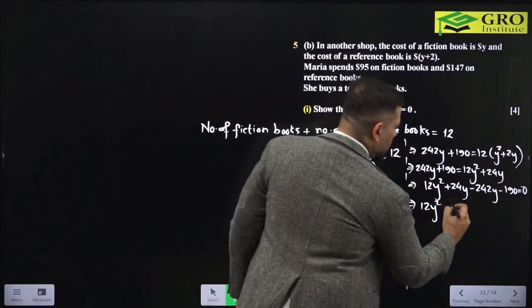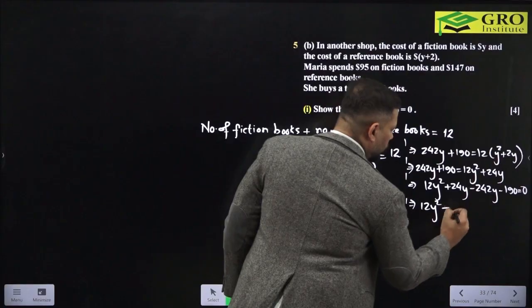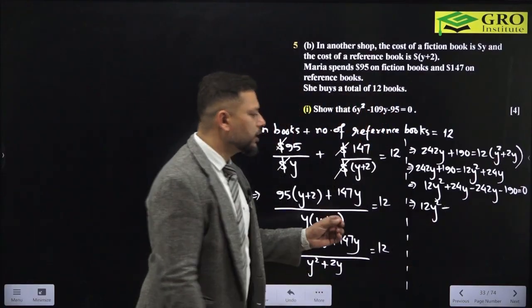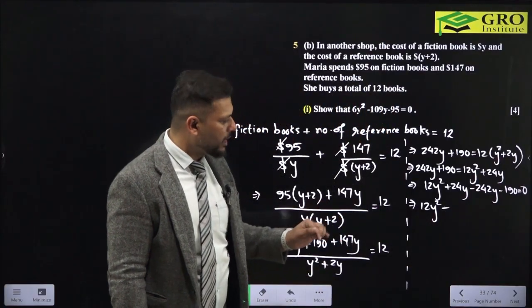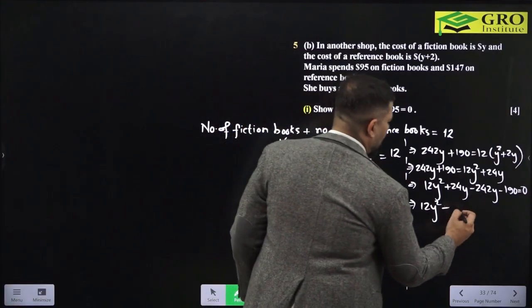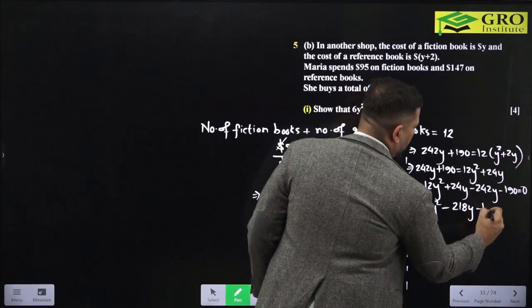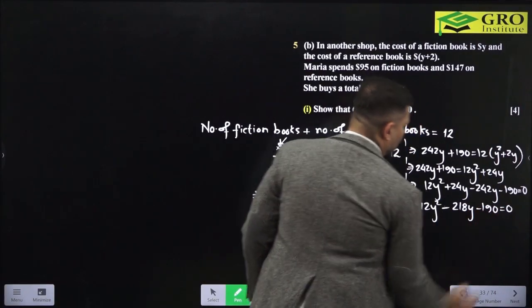So herein, if we further solve it, 12y square, 24 minus 242, that is going to be a negative sign for sure, because 242 is greater. So 242 minus 24 will be 218. So we get 12y square minus 218y minus 190 equals to 0.